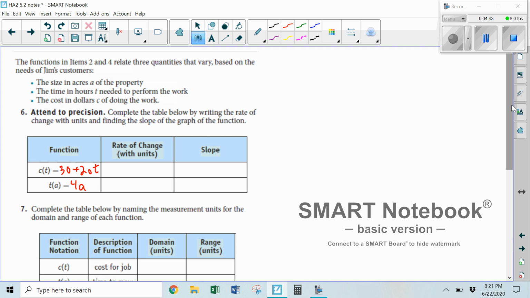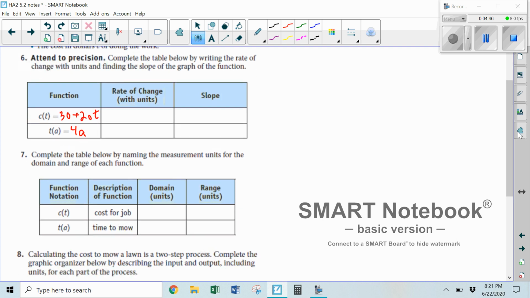4A. So what is the rate of change? Well, it's right here. It's what's associated with the variable, because it's a linear function. So it's that 20. So with units, 20 what per what? $20 per hour. And then the next one, 4 is attached to the variable. So that's our slope because it's a linear function. So it's 4 what for what? Hours per acre.